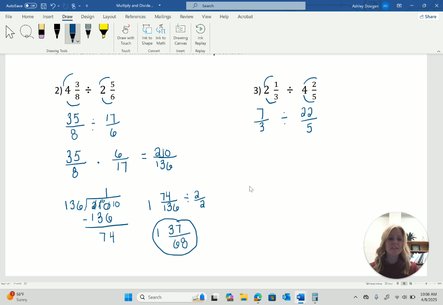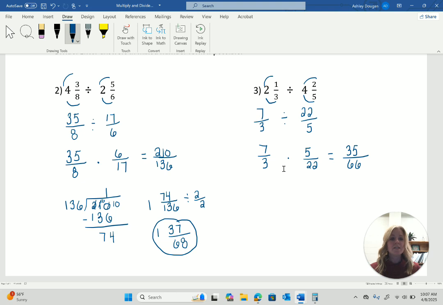So when we get here, we look and see what operation, and we're dividing, which means I keep the first fraction the same, I flip my second fraction, and I multiply. Once it changes to multiplication, that's when I multiply straight across. 7 times 5 is 35. And then 22 times 3 is 66. So 35 over 66.